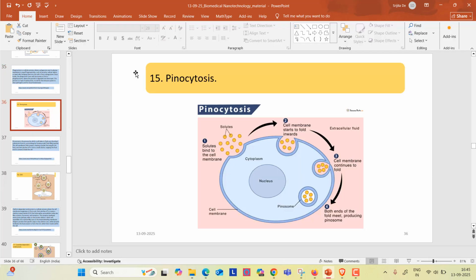Next is pinocytosis. So you already know now, I think it is clear what pinocytosis is. The solutes bind to the cell membrane. The cell is deepening. The cell membrane starts to fold inwards, then continues to fold. Both ends of the fold meet, producing a pinosome. Right?